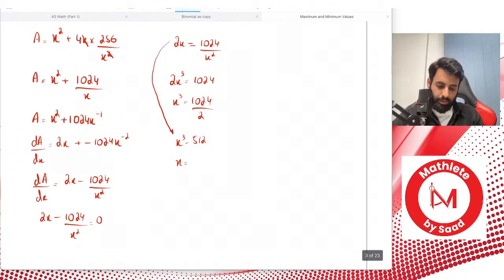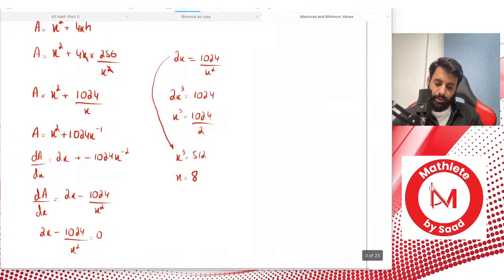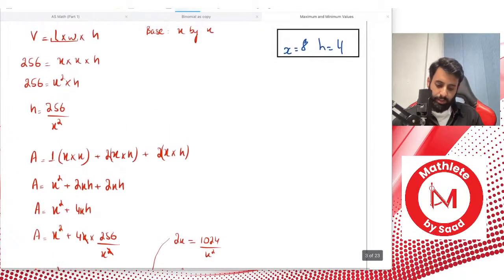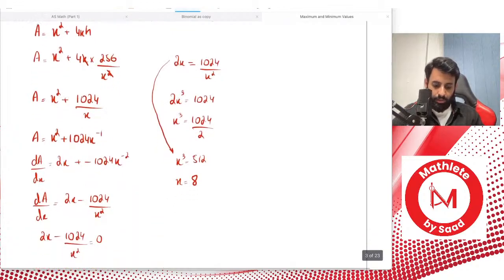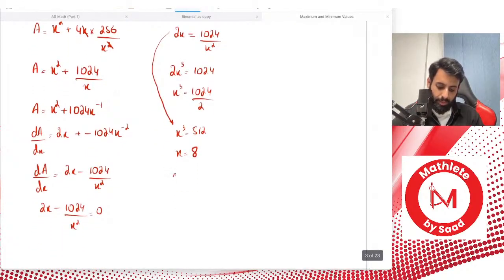Okay, so x equals to what? X equals to 8. Yes, thank you, Muhammad Anas. So now that you have the value of x, what is the question asking for? It's asking for the dimensions. Okay, so they're gonna be x by x.